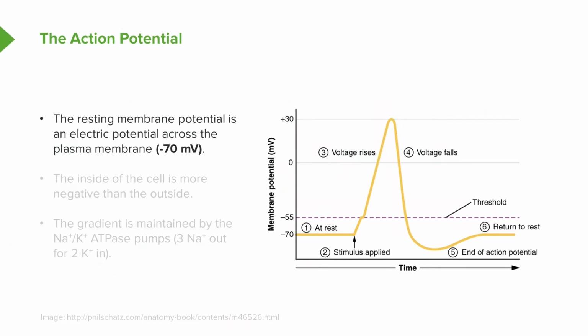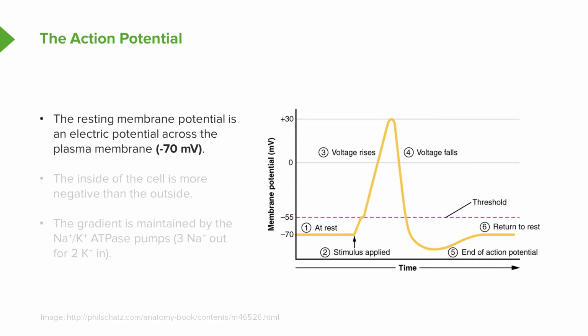So we have something called a resting membrane potential. This is when a neuron or a cell is just at rest. It's not really doing anything other than sitting there in the starting gate, ready to go. And at this point, based on the concentration of ions inside and outside of the cell, we've established what we call an electrical gradient, an electrochemical gradient.